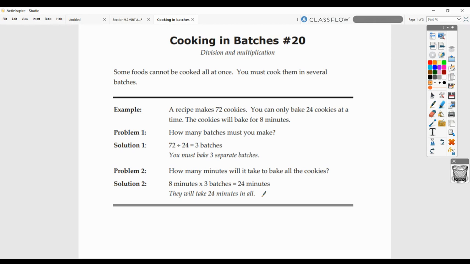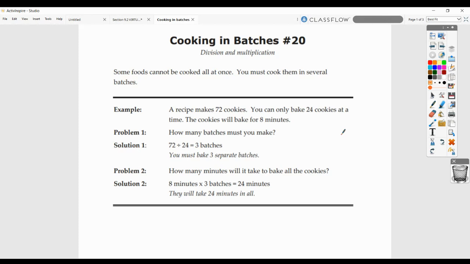Okay, so take a look at this first example, and then I'll show you a few, and then I'll have a few for homework. So this is an example where a recipe calls for 72 cookies. However, you can only bake 24 cookies at a time. So usually on a regular sized cooking pan, you can fit about 12 cookies. So maybe you only have two pans.